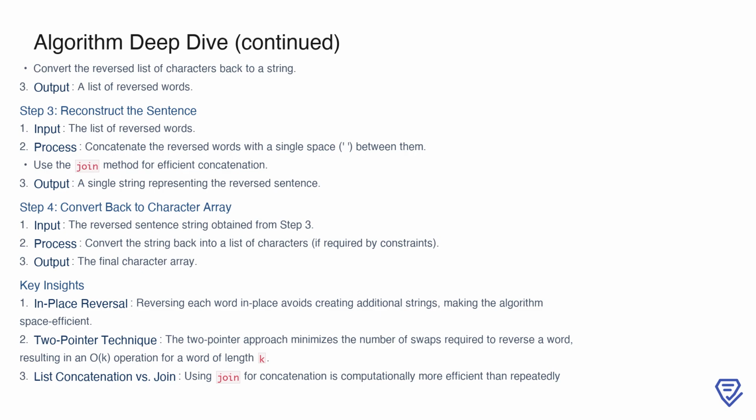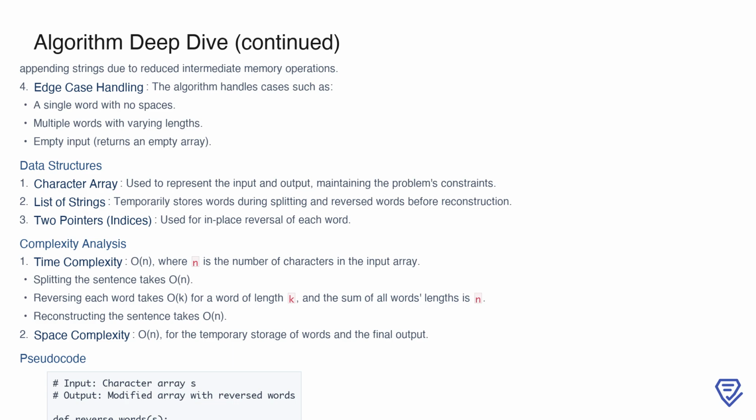If the problem constraints require us to return the sentence as a character array, we can easily convert this string back into a list of characters. This final conversion ensures the output matches the input format. Along the way, we leverage key techniques such as in-place reversal using two pointers to optimize space usage, and the join method to minimize computational overhead during reconstruction. Together, these choices make the algorithm both time and space efficient, with a linear time complexity of O(n) and a similarly efficient space complexity. It's important to address additional considerations and edge cases.